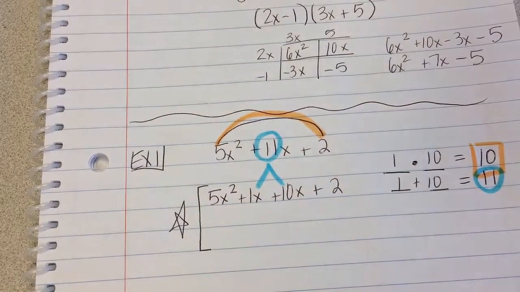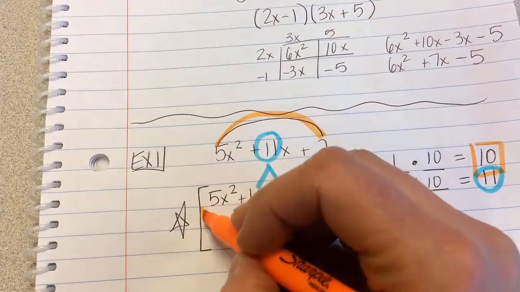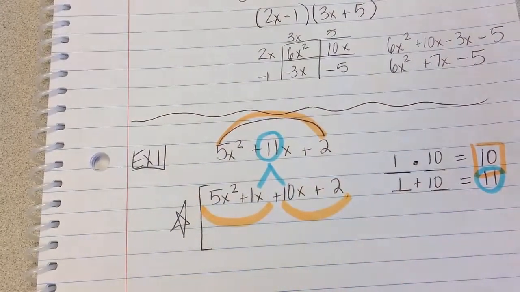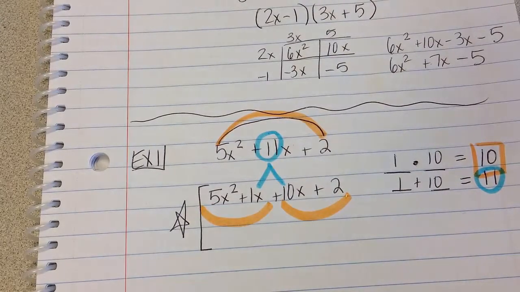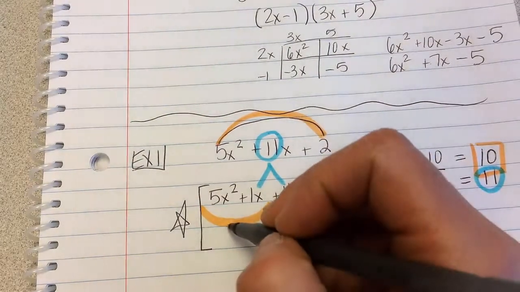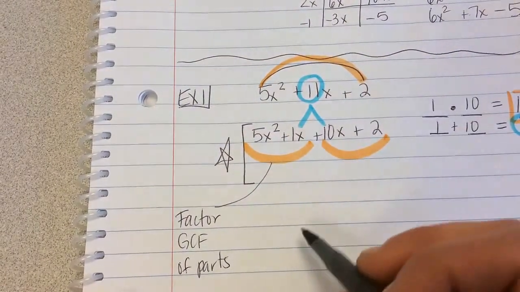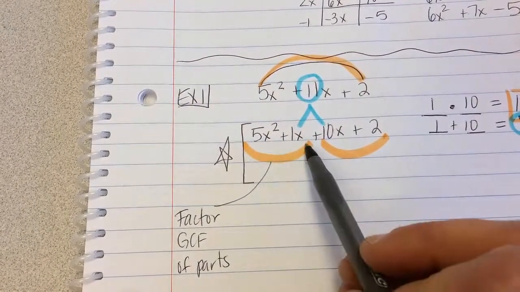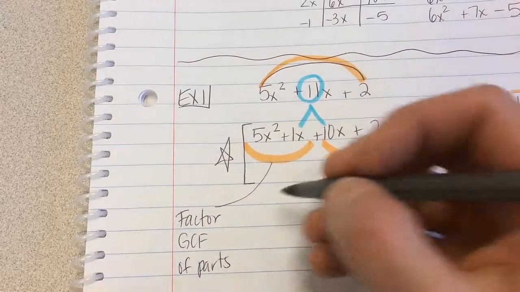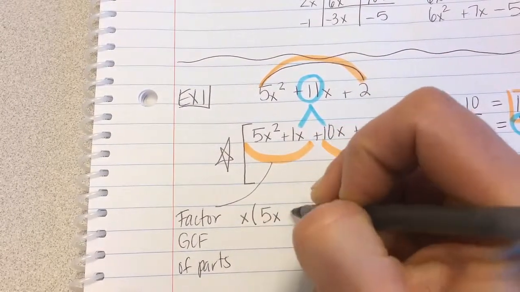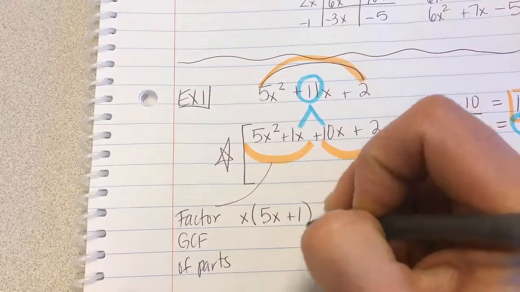But you're thinking, why would we bother doing that? That seems silly. Well, now you're going to consider this part together and this part together. And you're going to factor out a GCF of both parts. Okay, let me show you what I mean by that. Consider this part first. What's the GCF of 5x squared and 1x? It's just x, so I'm going to factor out an x here. And then I've got 5x plus 1.